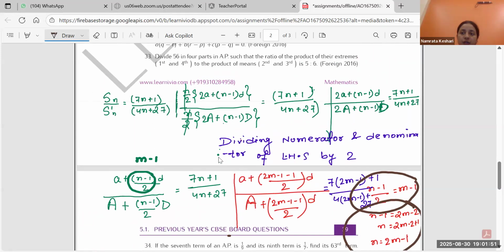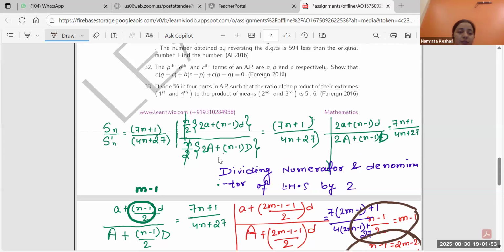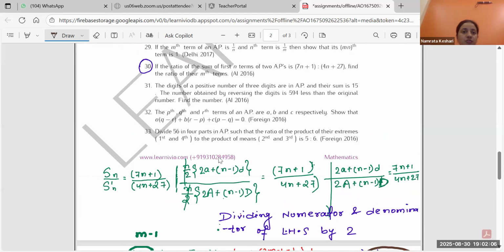Let me know if you are done. And first tell me, is it making sense now? And if you don't want to do it this way, then think about which way it can be done. Sum of n terms. Do we know n? No. Two APs are given. Do we know the first term? No. Do we know the common difference? No.